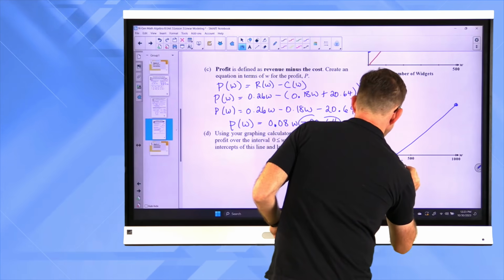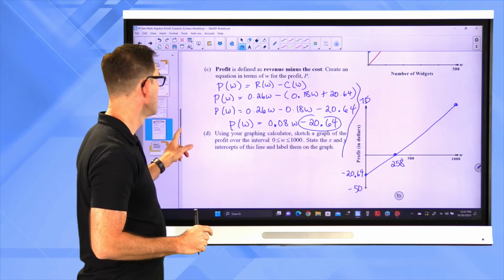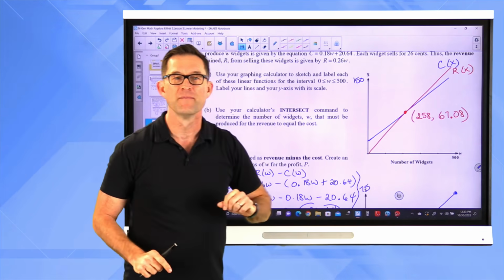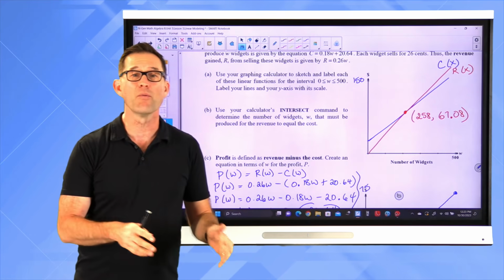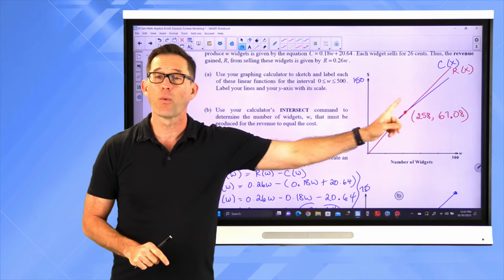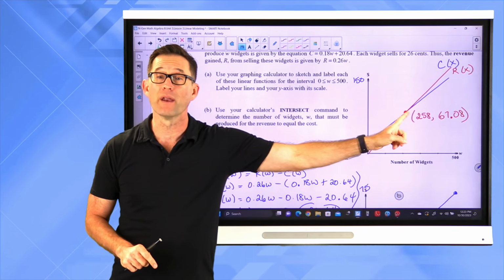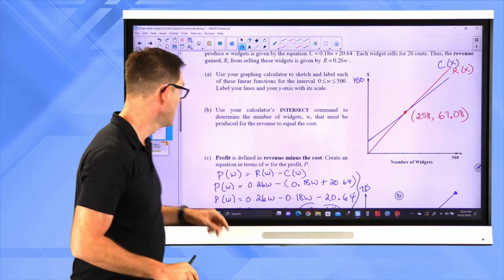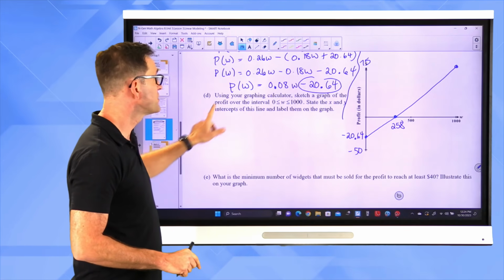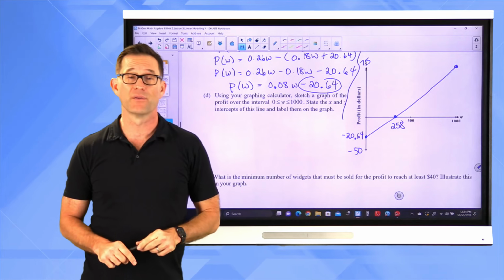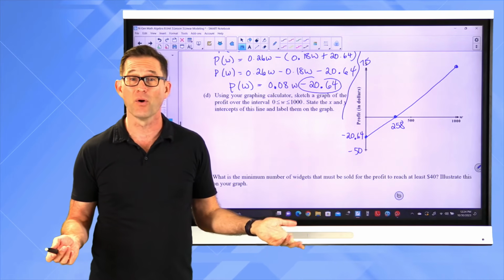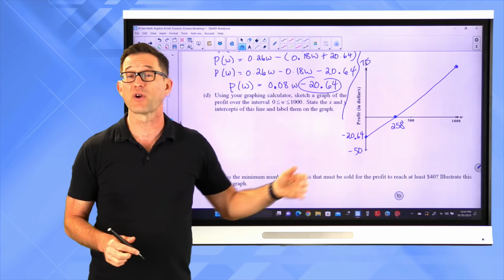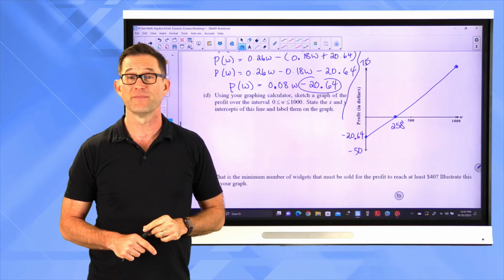All right, and it should sound familiar because that is exactly the number that we had here. Remember, profit is revenue minus cost. We found out where the revenue and the cost were equal right up here, and so that point, 258, becomes the 0 of this function where we've subtracted those two. So obviously if they're equal, then when we subtract them, they're going to give us a 0.